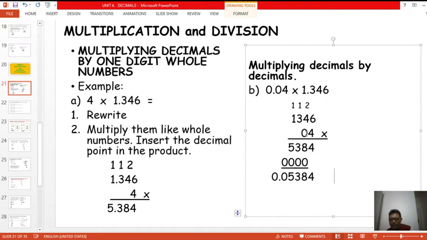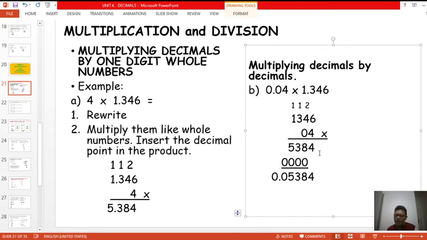So we get 0 times 6. Remember your multiplication. Since this one is here, you write it down here. 0 times 6 is 0. 0 times 4 is 0. 0 times 3 is 0. 0 times 1 is 0.